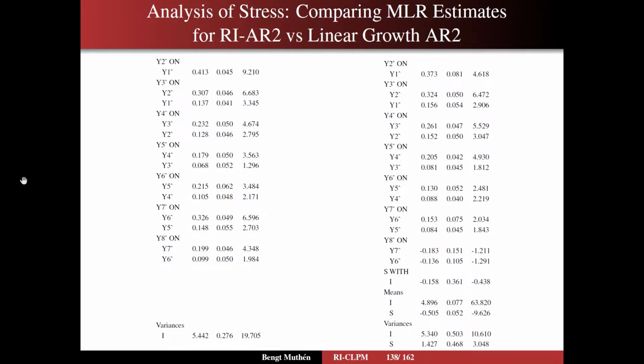And it's of interest then to compare the MLR estimates for the RI-AR2 model on the left and the growth model on the right. If we start with the growth model on the right, first of all, we can take a look at the mean of S, and it's negative and it's significant. So we capture that downwards trend over time. And we see that the variance is substantial for I relative to its standard error, and that is also the case for the variance of the linear slope.